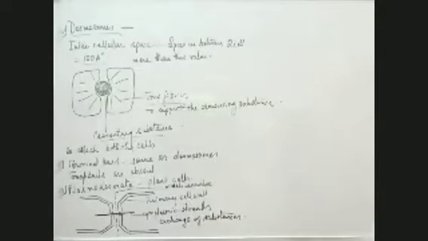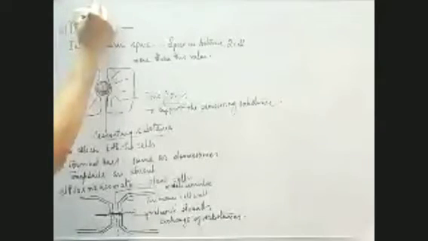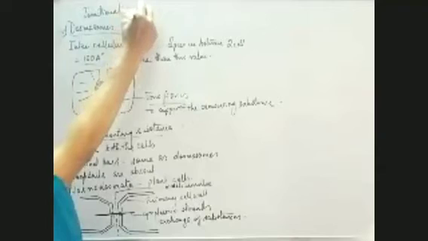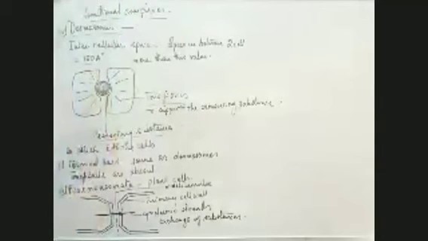So I have told you 6 types of junctional complexes. Yesterday I told you interdigitations, tight junctions, and gap junctions. Yesterday 3 were told, and 3 I have told today: desmosomes, terminal bars, and plasmodesmata. And these all are junctional complexes. So there are 6 junctional complexes which I have discussed.